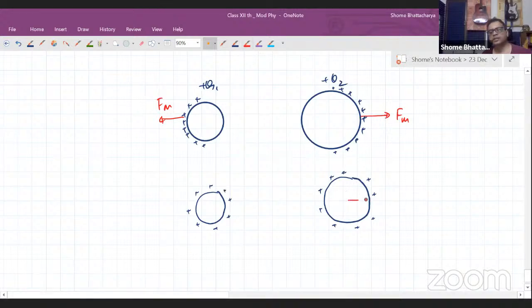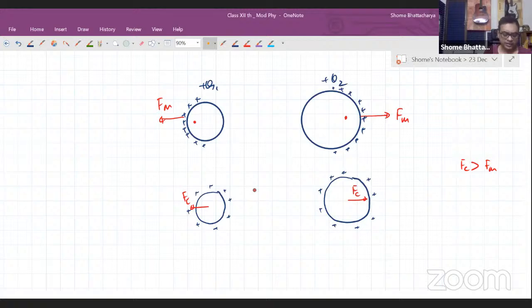So the calculated value of force would be as if they're acting at the centers. So you can see that in this case, the calculated value is greater than the measured value because this charge center is moving further away. So FC is greater than FM for like charges. Okay. And we'll see why it becomes less for unlike charges.